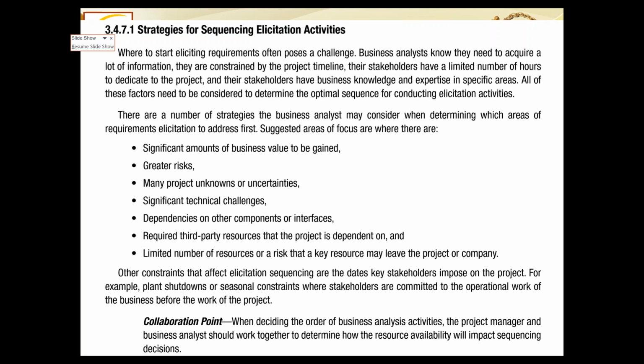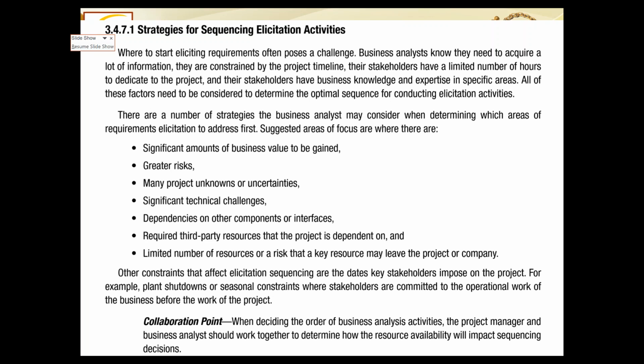Required third-party resources that the project is dependent on, and limited number of resources are a risk that a key resource may leave the project or company. So we have to consider all these factors and then focus on whatever is more important for us. I am not saying that you have to do all these things in this sequence. This is not the sequence. This is just considerations. You may focus on any one of them in any order as per requirement of your project.